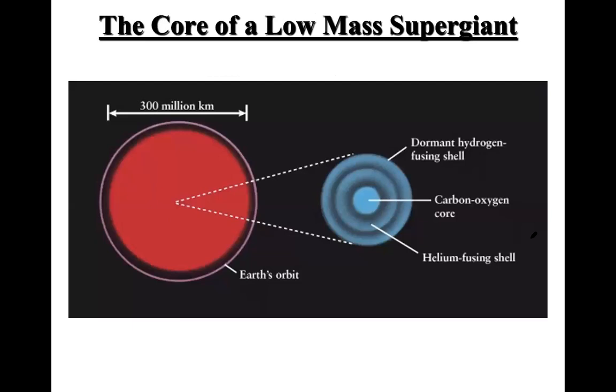Right, so this is how it looks for the core of a low mass supergiant. At the central region, you can see that there is a region with carbon and maybe sometimes oxygen as well. And then you have the helium fusion shell, in which helium is fusing. In the outer region, you have this hydrogen fusion shell. Once the central temperature increases, this part right here will be expanded, right? So that's how it becomes a supergiant.